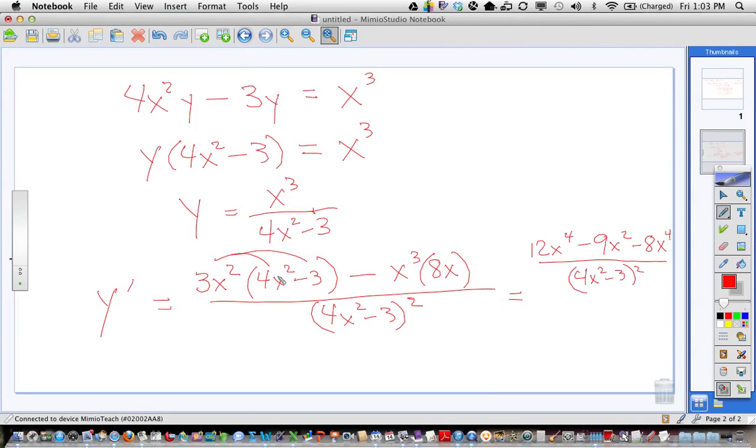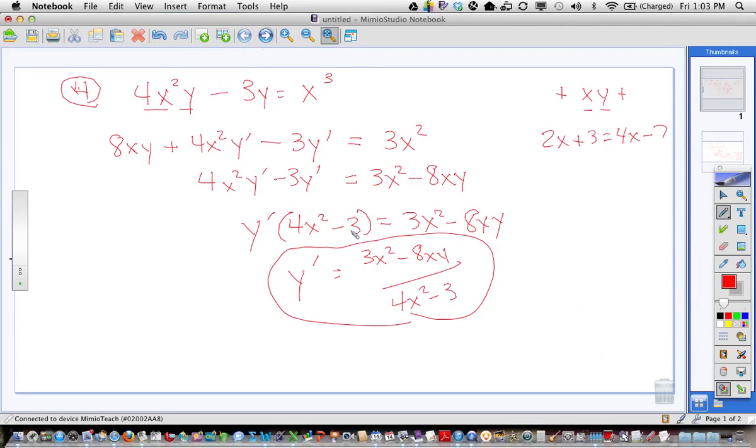So, right, we distribute 8x to the fourth here. We can combine some terms, so we get 4x to the fourth minus 9x squared all over. So this would be some simplifying I expect you to do. In this problem, we got a little extra practice on regular derivatives. That's fine. But now, listen. This should be the same as what we found in part A.